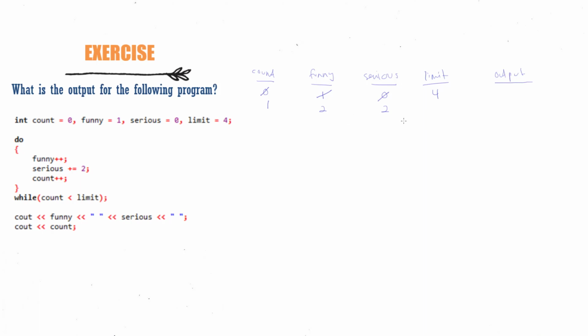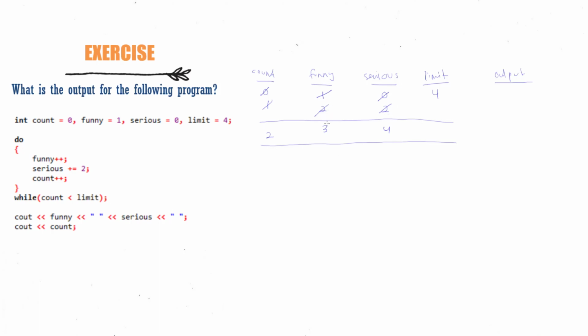Since it goes back up, you will notice that funny will be plus plus. So funny plus plus, from 2 it becomes 3. Then serious equals serious plus 2, so from 2 it will become 4. Then count plus plus, so this now becomes 2. Then it goes to while count less than limit. So you ask, is this count still less than limit? Yes, so it will go back up. So we move on to another iteration.